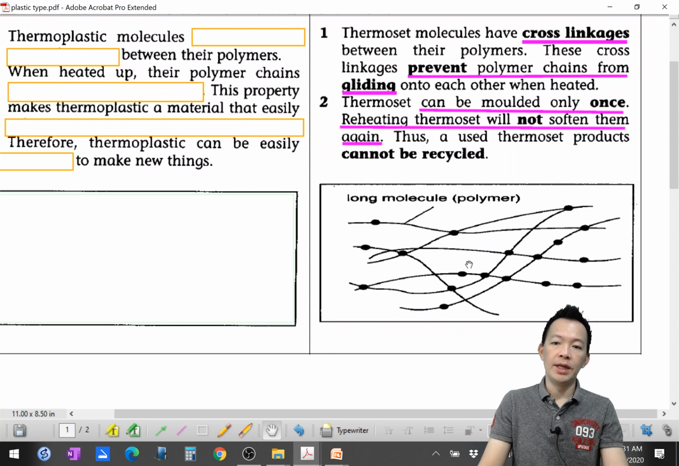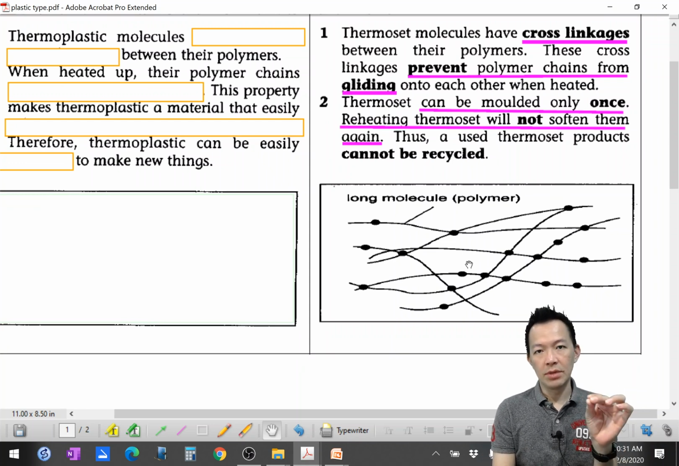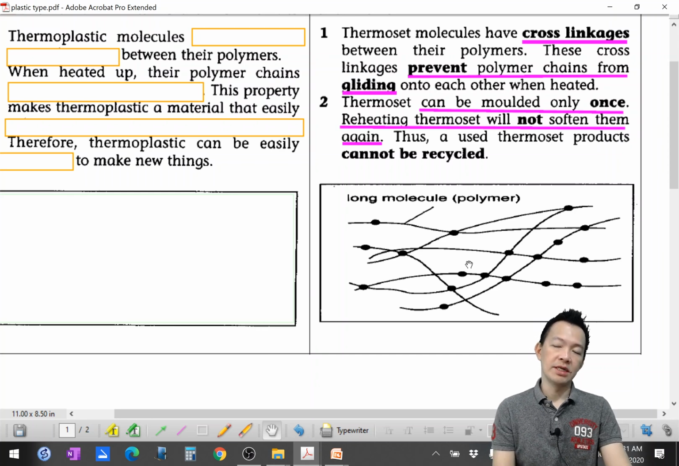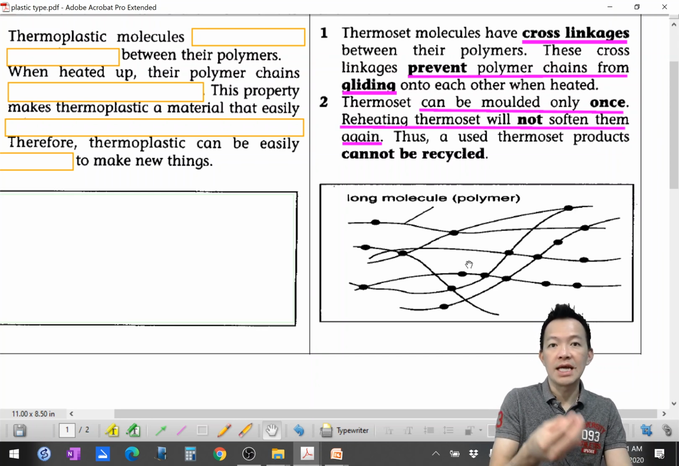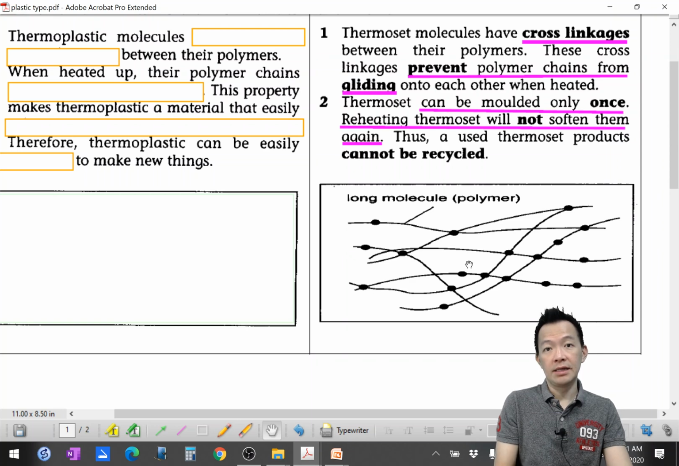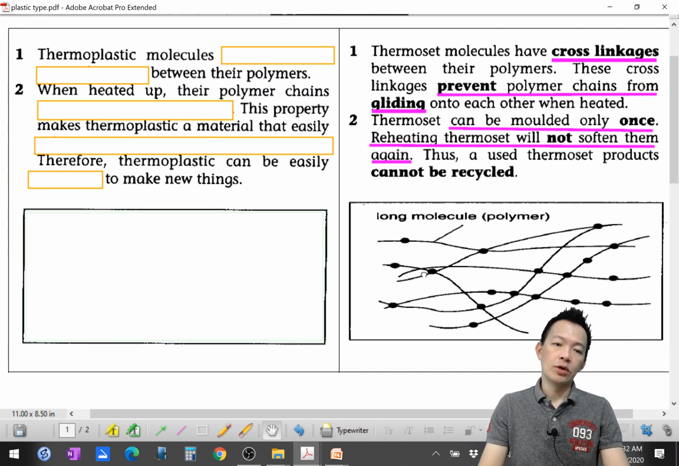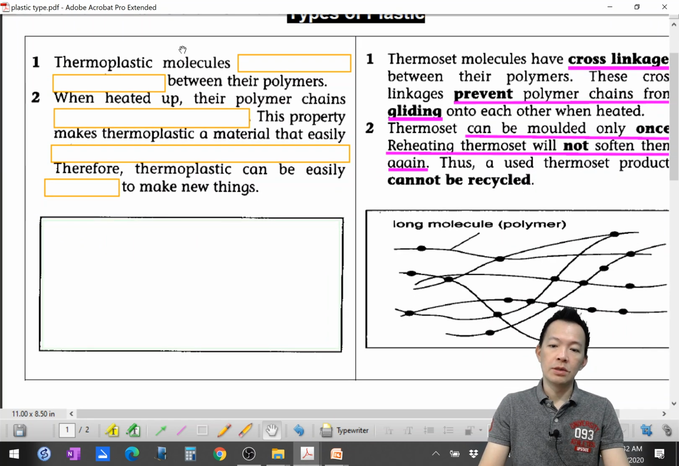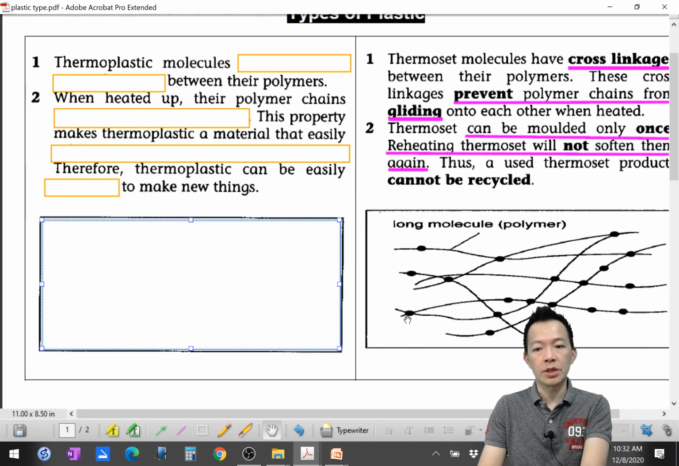Thermoset plastic cannot be recycled. 它不能再循环了的。So that's why normally thermoset plastic's price will be higher. 它的价钱会比较高 because they are non-recyclable. 它们不能 recycle 了，它们只能用一次。Okay, compared to another group that we call thermoplastics. So is there anything special about thermoplastic? You draw the molecule first.